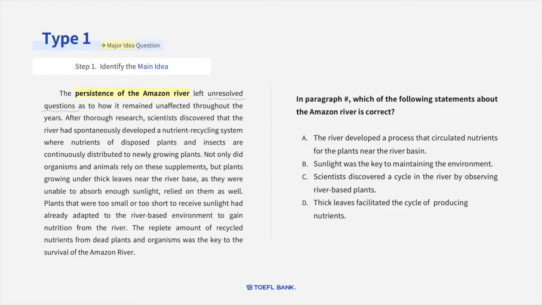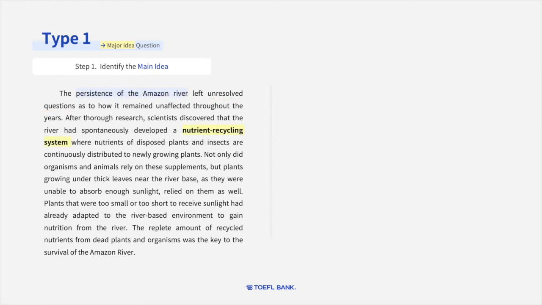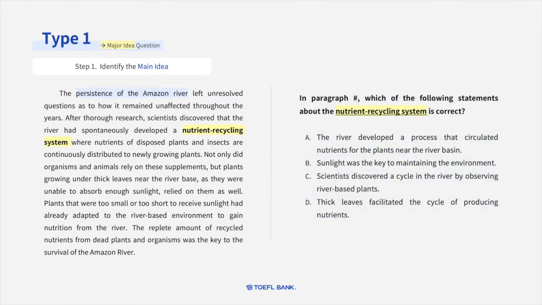Because it states that there were unresolved questions, you'd most likely expect the next sentences to be about these unresolved questions. And as expected, the next sentence states that scientists discovered that the river had developed a nutrient recycling system. This means that the persistence of the Amazon River is due to the nutrient recycling system, and since the main idea of the paragraph was the persistence of the Amazon River, we now know what this question is really trying to ask, which is, what is true about the nutrient recycling system?